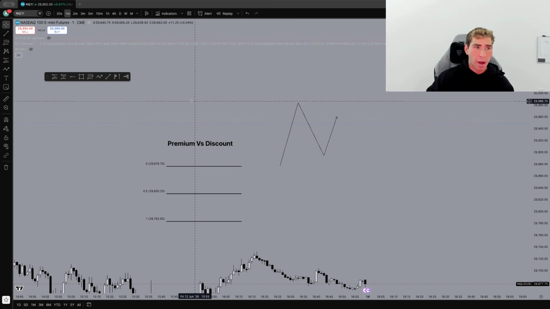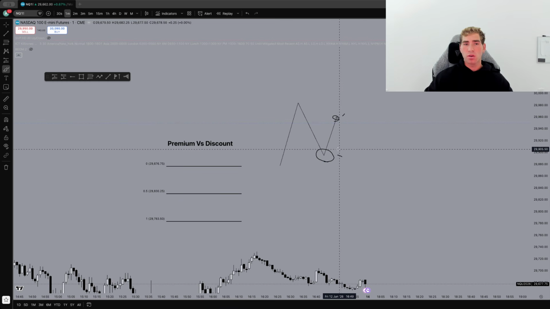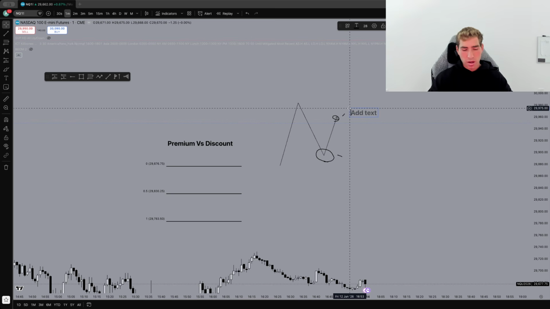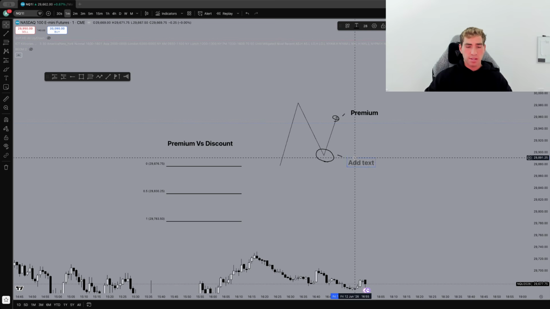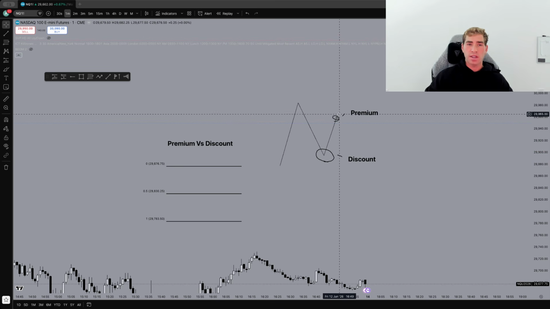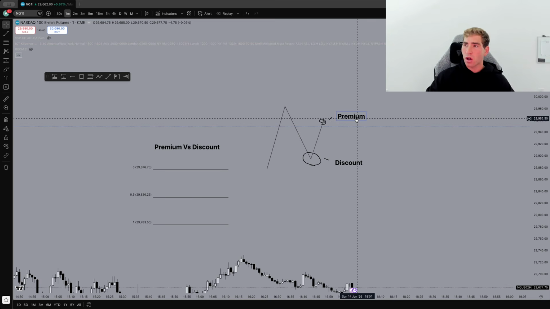Where do you want to buy? You want to buy over here. Why? Because it's cheaper. Here price is expensive. Here price is cheaper. What does that tell us? That means that this is a premium. It is priced at a premium, and this is a discount. Think of it as a sweater. You're buying a sweater. This is a sweater worth $50. But over here, you're buying it for $100. You're paying a premium on the product.